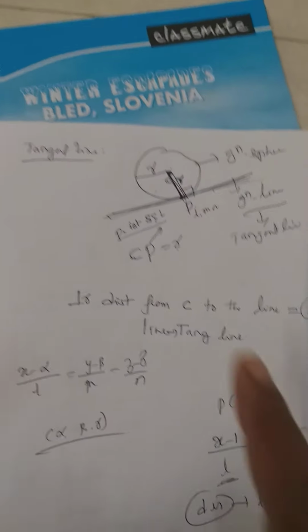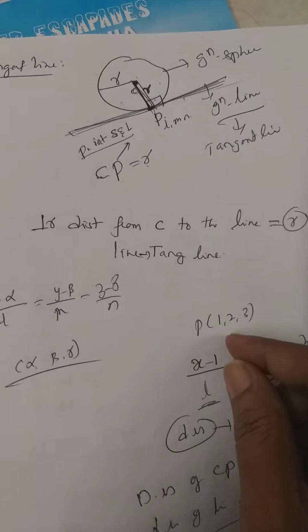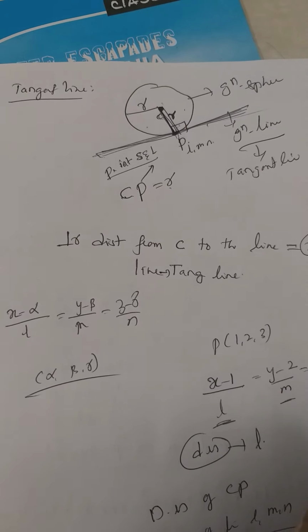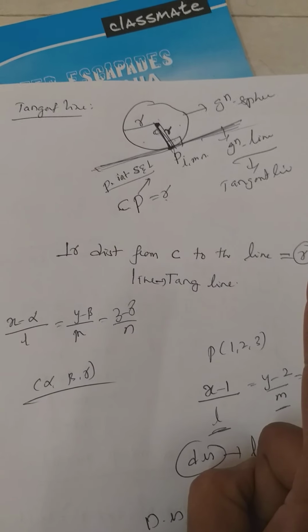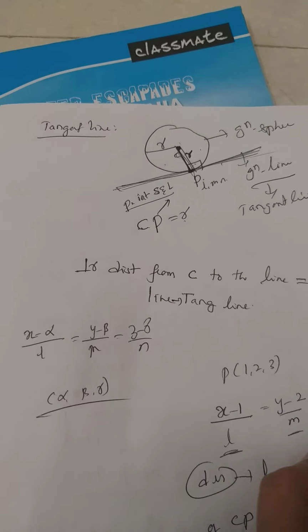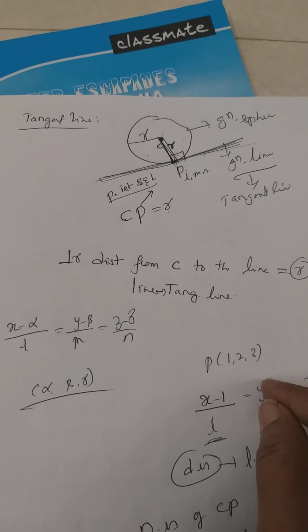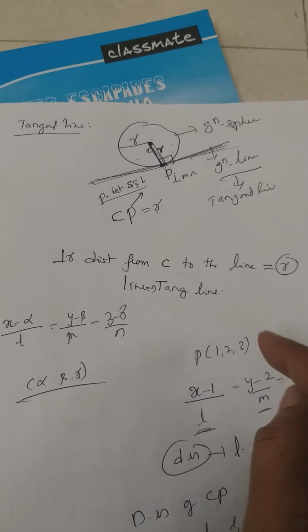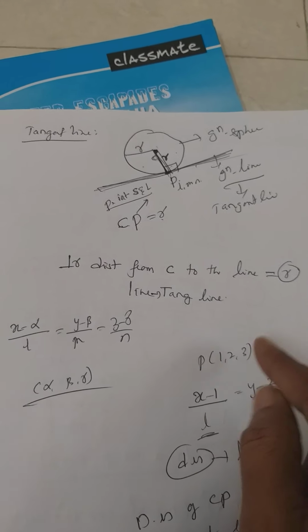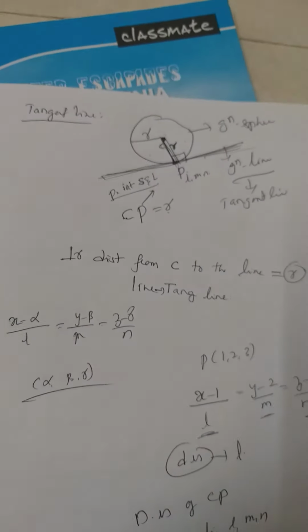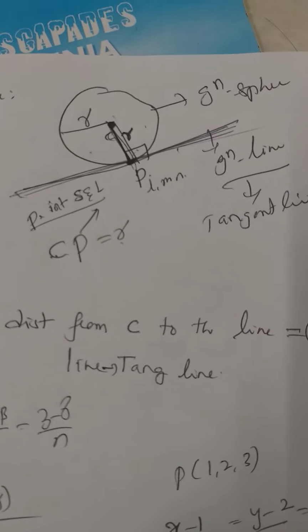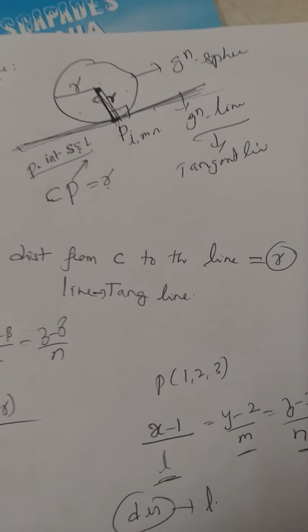Now what is a tangent line? Tangent line means if the line touches the sphere at a unique point, then that line is called a tangent line. In that case, the perpendicular distance from the center of the sphere to the line is equal to the radius of the sphere. You remember that one.